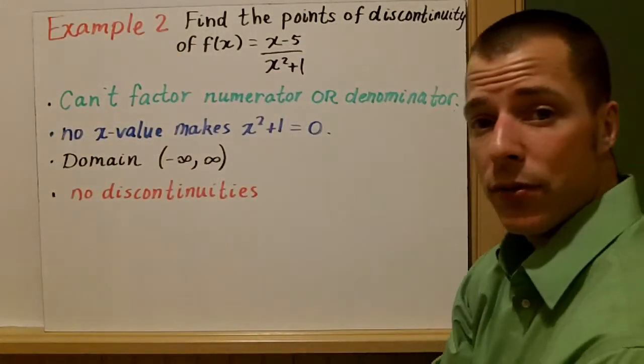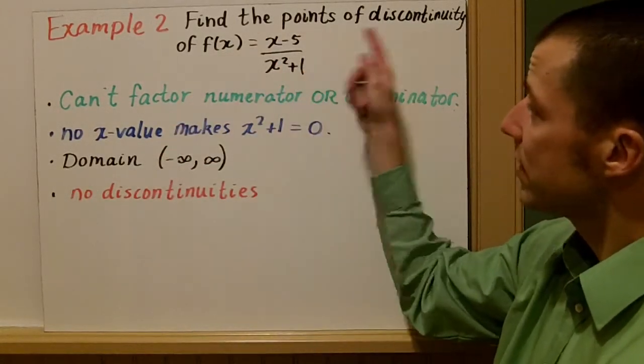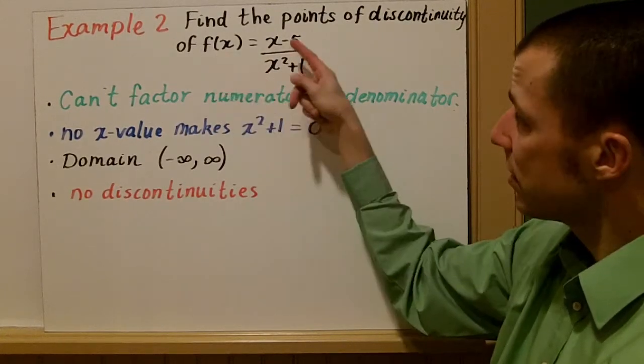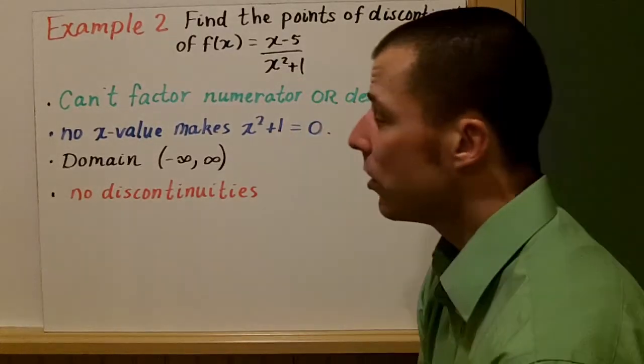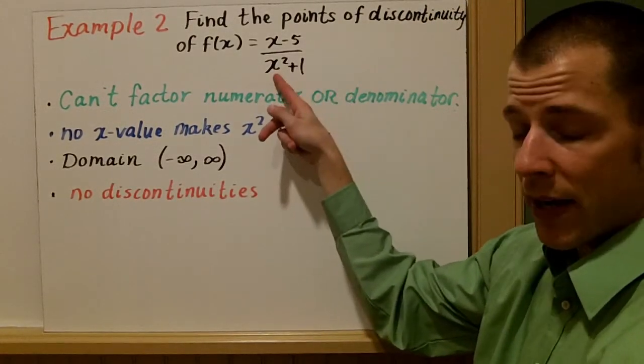So example 2 and example 3 are along the lines of example 1. We're going to find the points of discontinuity, okay, and we're looking at f of x is equal to x minus 5 over x squared plus 1. So number 1, try to factor. Can't factor the numerator, can't factor the denominator.